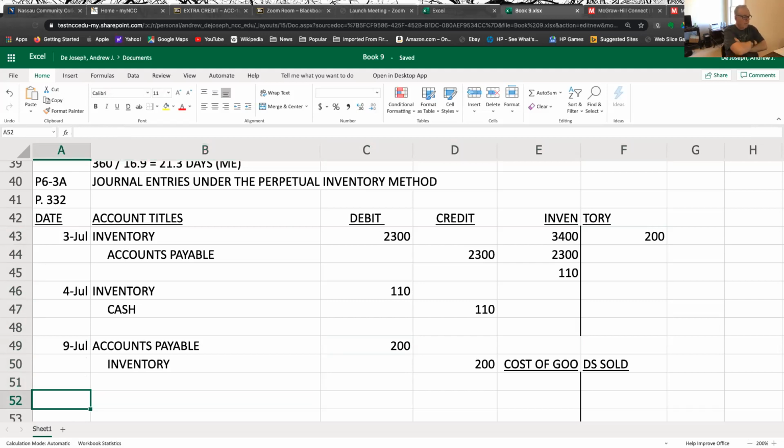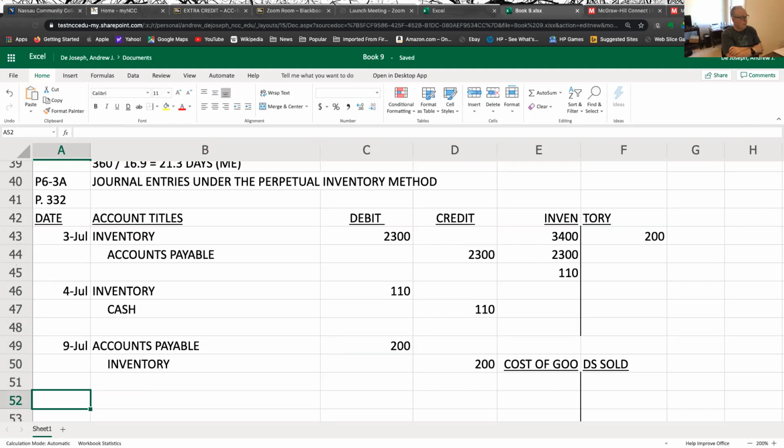Okay. Now remember that inventory is an asset. So anytime you increase it, it debits, and every time you decrease it, you credit. Inventory is an asset, so it just follows the same rules that other assets follow. Cost of goods sold is an expense, so you follow the same rules you follow with other expenses for cost of goods sold.